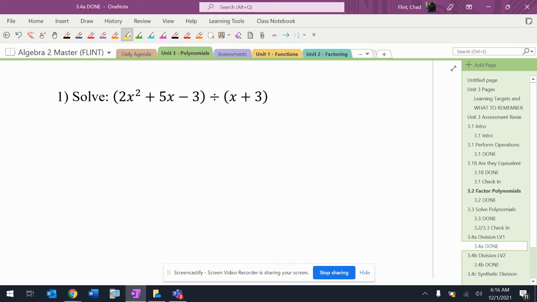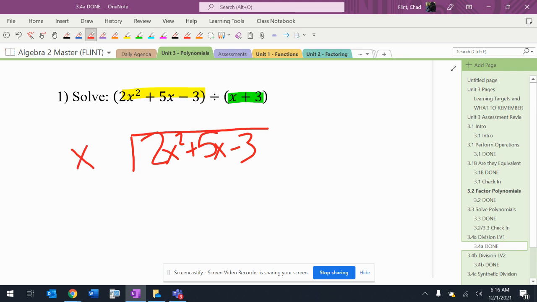All right, so we are dividing this polynomial by this divisor. So I'm going to set it up here. So 2x squared plus 5x minus 3 divided by x plus 3. So now each time I do this, I am trying to figure out what this multiplies by to match up with whatever term I'm on.